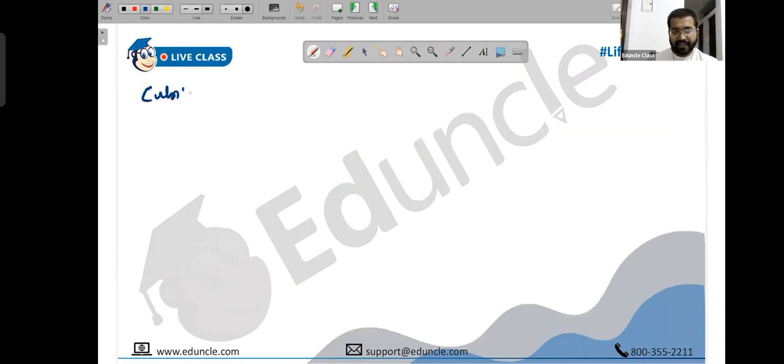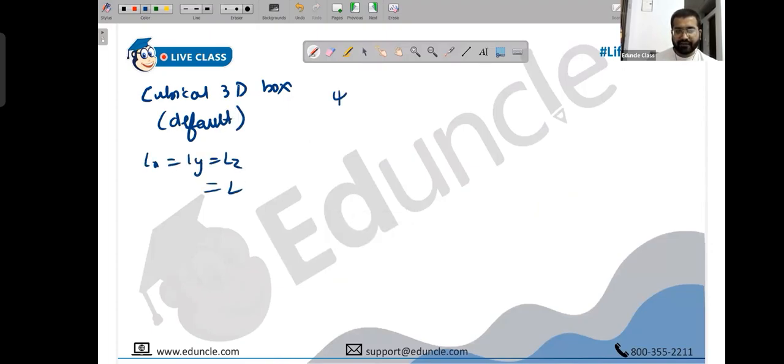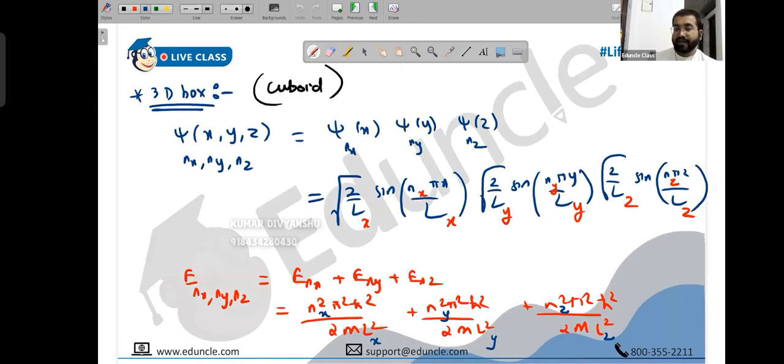So let's write the cubical 3D box, which is the default one. If they don't mention, then you have to assume that it's a cubical box. So default case. In that case, all the lengths will be equal, Lx, Ly, Lz. You can just call them L. So the wave function psi nx, ny, nz will be equal to: now listen, under root 2 by L, under root 2 by L, under root 2 by L.